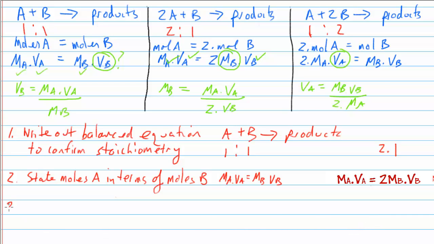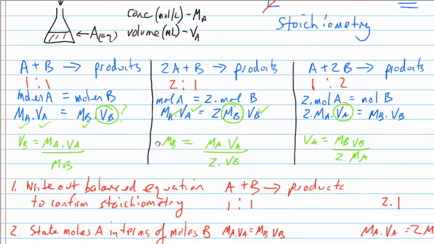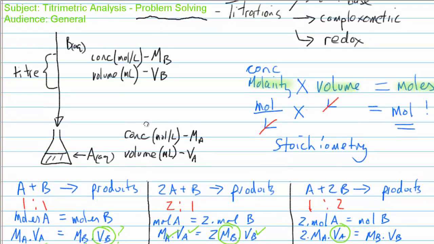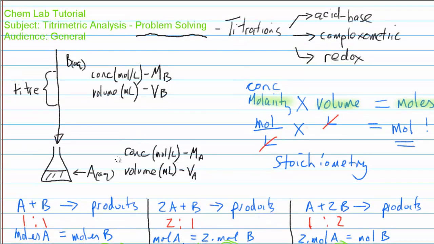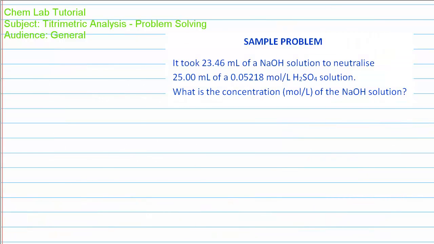And thirdly, using the 3 known values, solve for the 1 unknown value using the equation. Okay, so that just about does it for problem solving in titrations, and maybe we should go over a couple of examples now. So let's clear this and bring up a sample problem. And in fact, I think we're just going to have time to do one sample problem here because this tutorial is already getting a little bit lengthy.